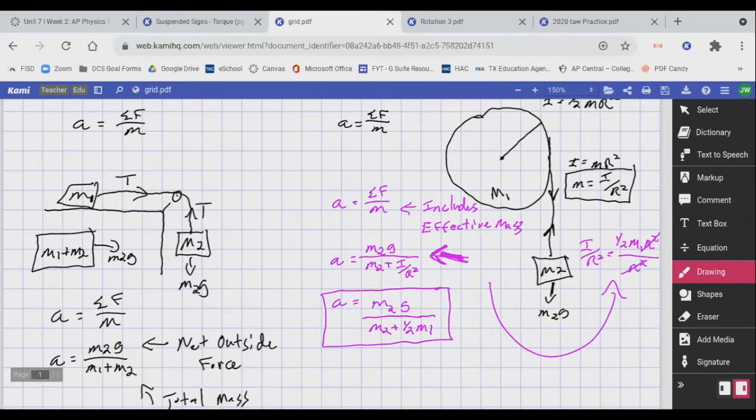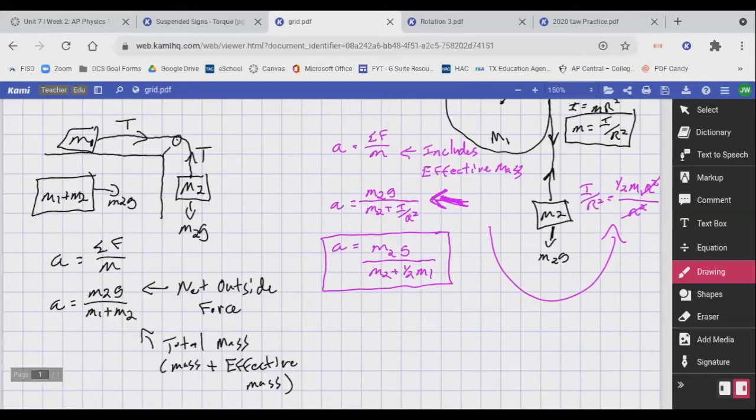Mr. Watley, yes. I'm not sure I understand the part from I over R to after that. Not a problem. Let's step it through one more time, okay? All right.